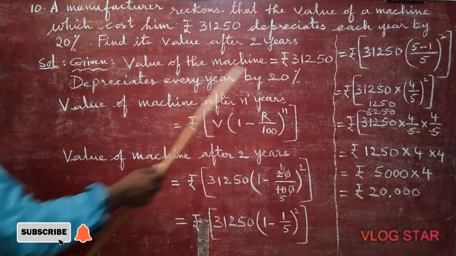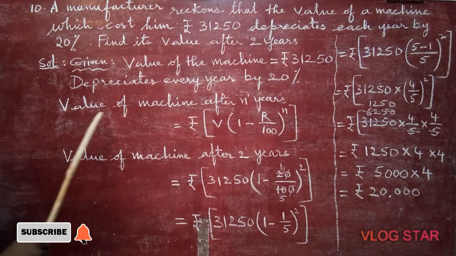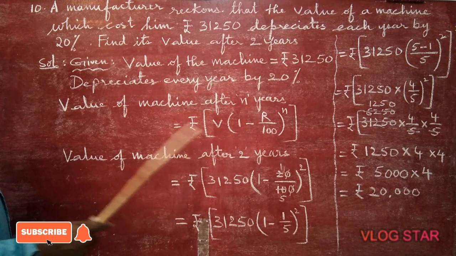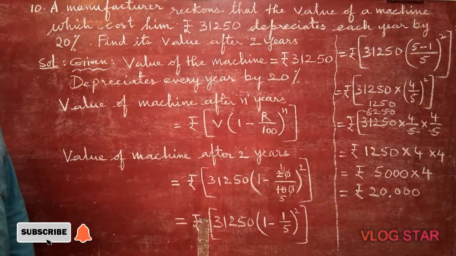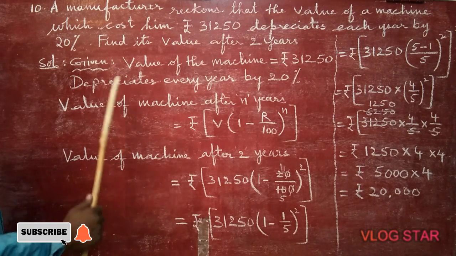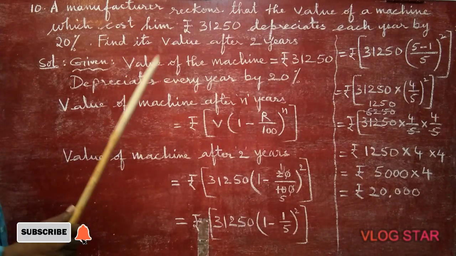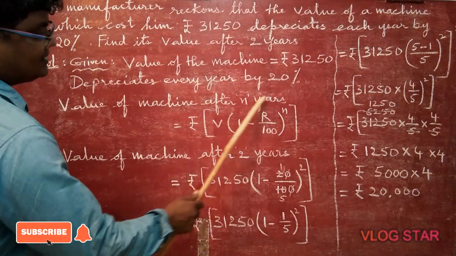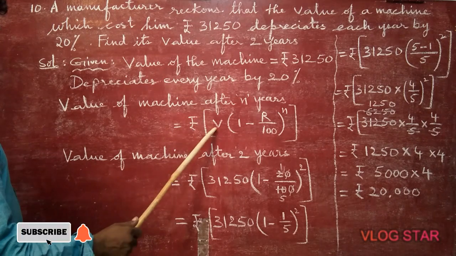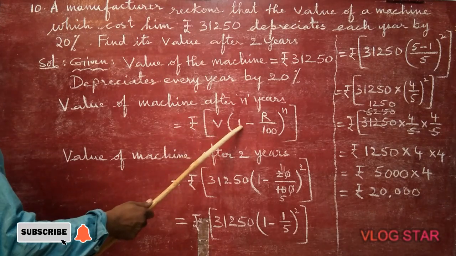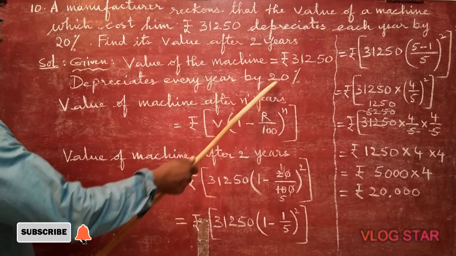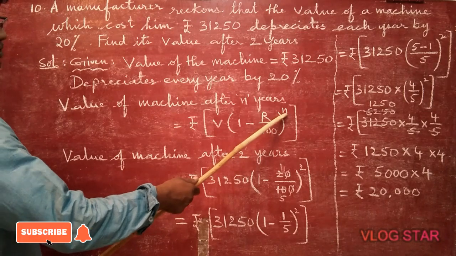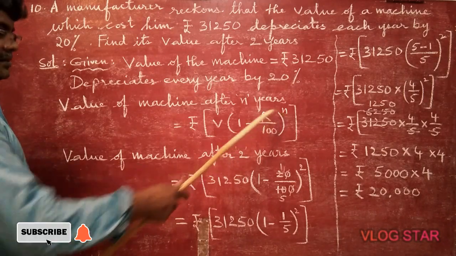It depreciates every year by how much? 20%. And we know the formula from 9th class, we have learned this one. Depreciates means minus will come. Appreciates means plus will come. Depreciates means decreases, appreciates means increases. So the value of the machine after n years, this is the general formula: rupees V, the present value, into 1 minus R by 100 whole to the power of n, where R is the rate percent and n indicates the number of years.